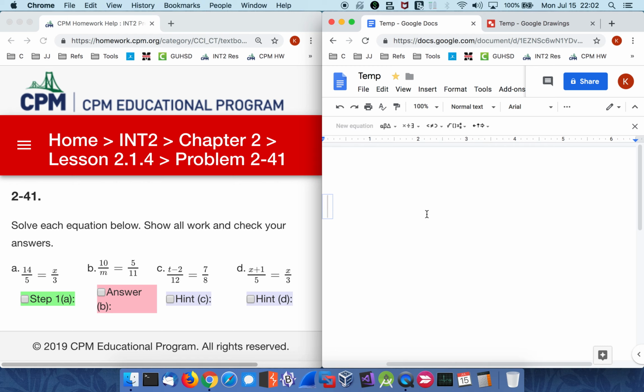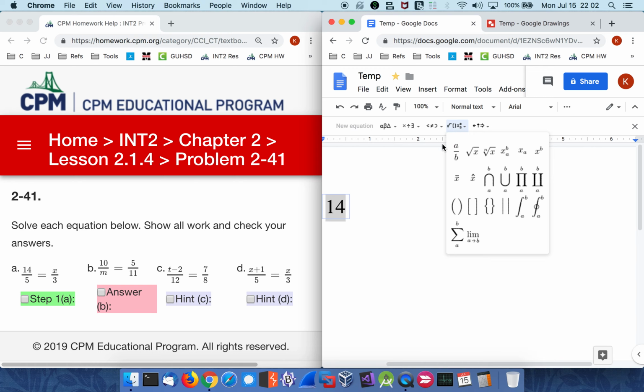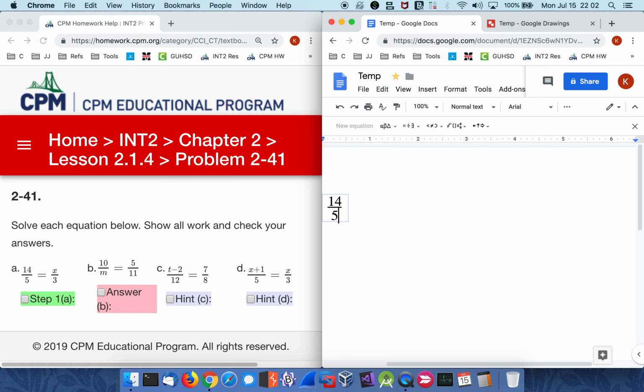Okay, so here we go. We've got 14 over 5. So let's see, 14, and then I'll do over 5, and then we'll do equals x over 3. Alright, so I think we covered a couple different ways to do this. You could do the cross multiply one, where you say 14 times 3 is equal to 5 times x, and then you just solve it.